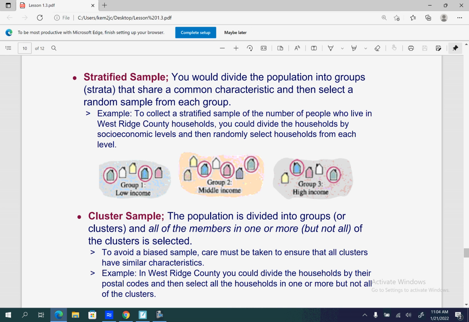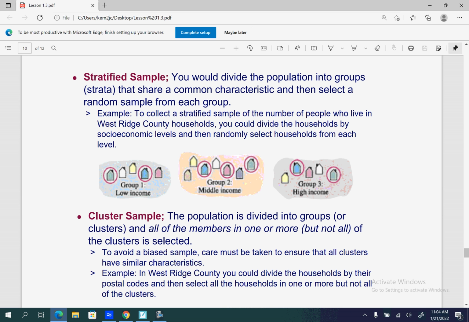Then we get into these type of samples. So the next one is a stratified sample. This is very similar to the experimental block design, okay? So what we do is we take a group of people and we divide them by characteristic. In this graphic, they're dividing them by income, low income, middle income, and high income.